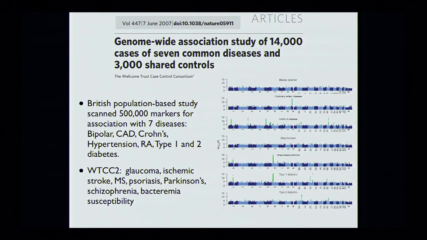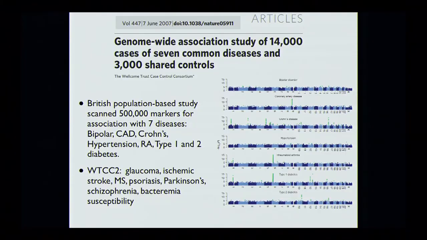This is a study by my former postdoctoral advisor, Peter Donnelly at Oxford, which was really a watershed moment in complex trait genetics. This was published in 2007, where they took 14,000 cases, so 2,000 cases for each of 7 different disorders: bipolar disorder, coronary artery disease, Crohn's disease, hypertension, rheumatoid arthritis, type 1 and type 2 diabetes, as well as a set of 3,000 controls, and produced so-called Manhattan plots.